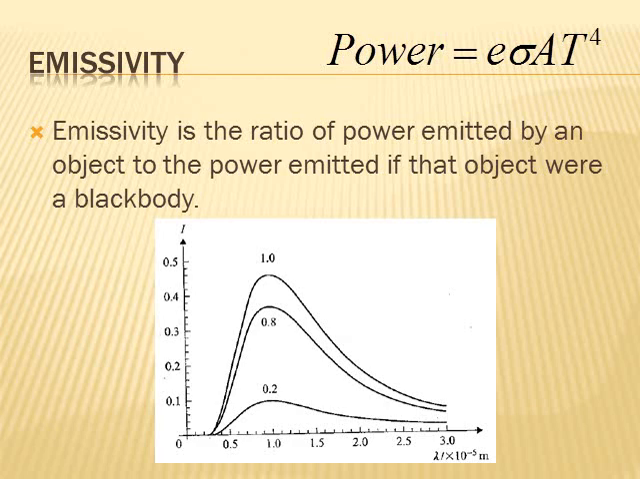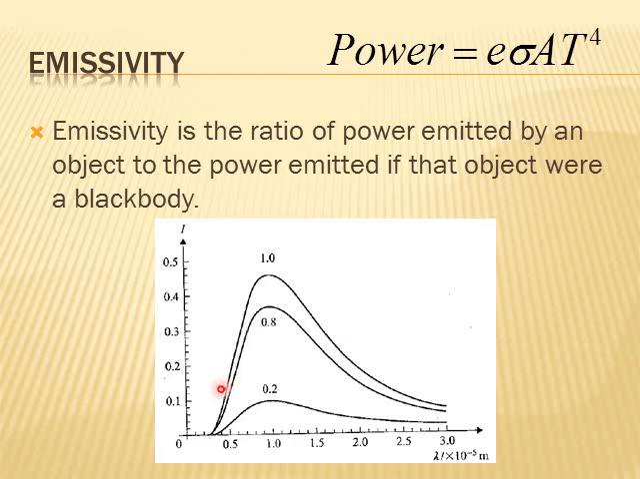Emissivity has a specific definition. It is defined as the ratio of the power emitted by an object to the power that the object would have emitted if it was a black body, right? So it's the ratio of what it could have potentially emitted if it was a true perfect emitter versus how much it actually emits. So they calculate how much it theoretically should have emitted, and then they actually measure how much it does, and the ratio of those two is considered its emissivity. It's basically a percentage of how well it is emitting.